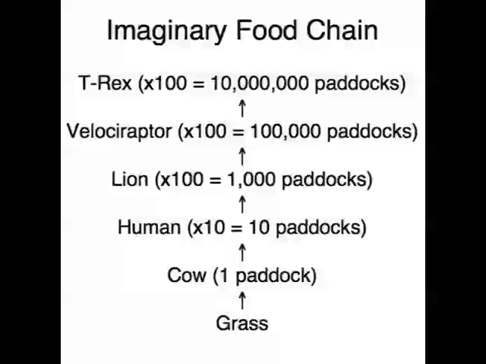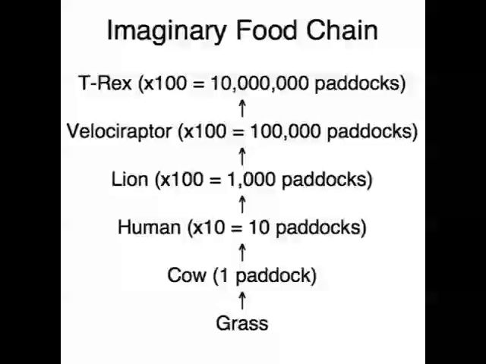Let's say we had a velociraptor, which is a type of dinosaur, eating lions. And let's say the velociraptor needs to eat 100 lions a year to survive. So you've got one velociraptor eating 100 lions, and each lion is eating 100 humans, and each human is eating 10 cows, and each cow is living on one paddock of grass in a year. So with this maths, for one velociraptor, you'd actually need to have 100,000 paddocks worth of grass to have that single velociraptor to survive.